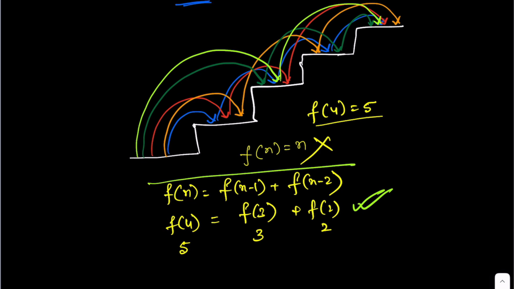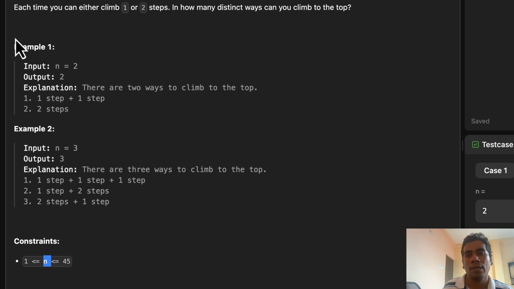I am not going into the mathematical details of it, but this is the correct formula for this question. And also now you can see that this formula is the Fibonacci sequence. So what this question of climbing stairs is asking us is to code the Fibonacci sequence for the values of n, where n can be from 1 to 45. Alright, enough on the theory. Let's go to the platform and code the solution.